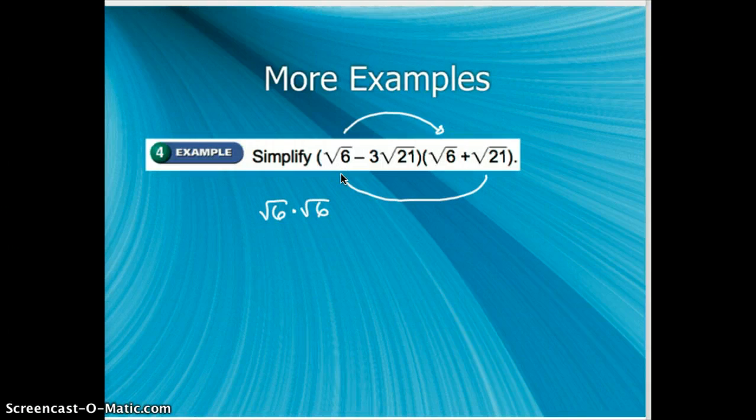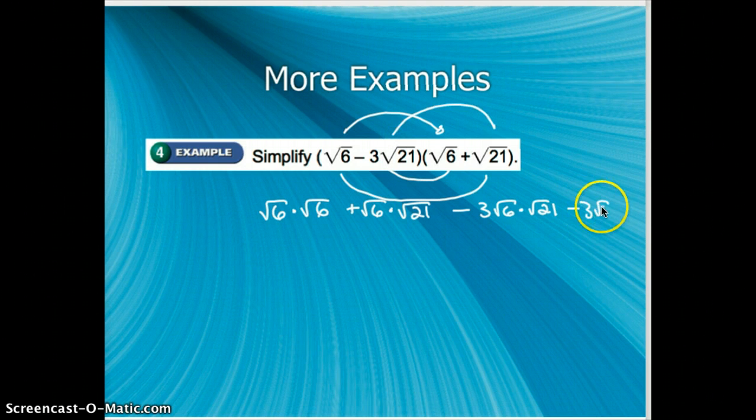But here, then what I'm doing is plus root 6 times root 21. And then here, it's minus 3 times root 6 times root 21. And then last, minus 3 times root 21 times root 21. Now one thing you could do, when you're multiplying root 6 times root 6, I hope you notice it's just 6, and you don't actually go through the trouble to do 6 times 6 is 36, root 36 is 6.